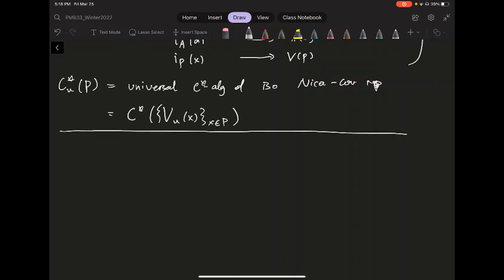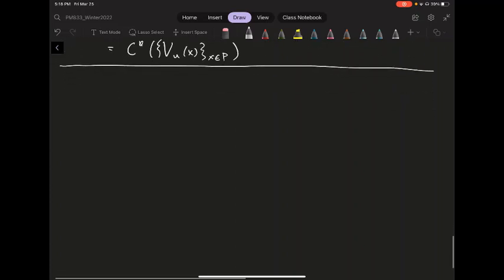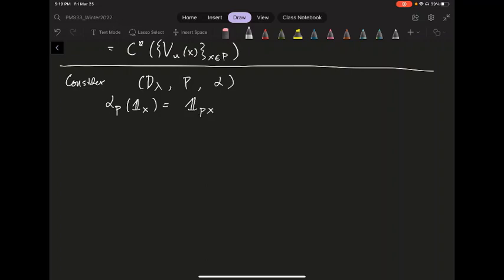Let me clarify what I mean. Consider the diagonal algebra D_lambda that we defined in the last video, and I want to have an action on this diagonal by the shift. So alpha_p of 1_x is essentially just shifting this x by p. So this is going to be a semigroup dynamic.